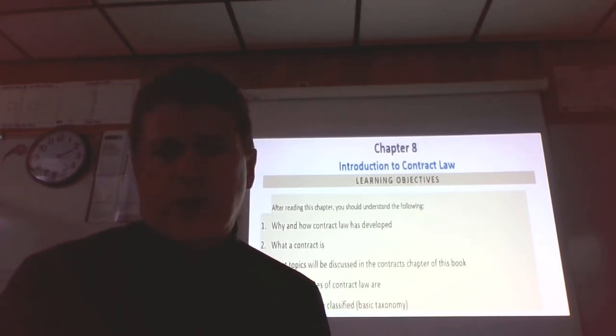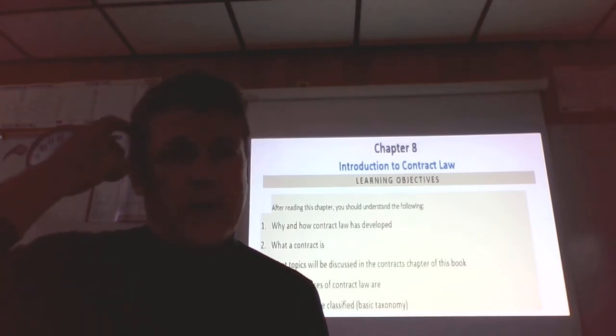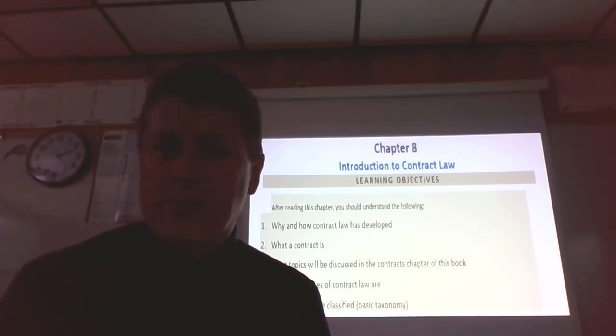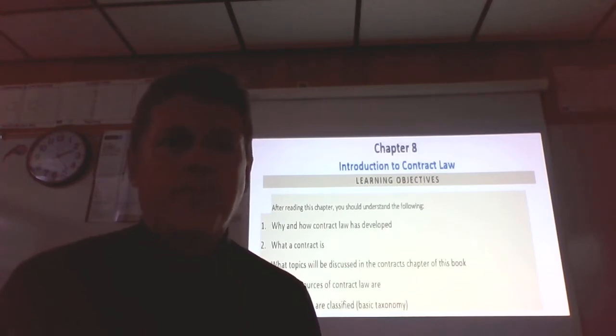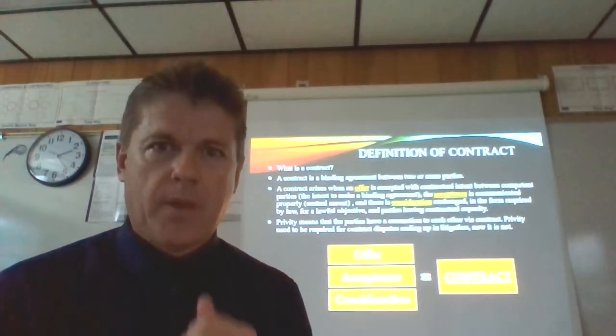So in this chapter, which is a fairly brief chapter, we're looking at why and how contract law has developed. We'll talk about what a contract is. We'll talk about its required elements. There are some fundamental things that every contract must have in order to have a binding agreement. We'll talk about sources of contract law, and then near the end of the chapter, we talk about how contracts are classified. So there's different categories of how we compartmentalize the different types of agreements that exist.